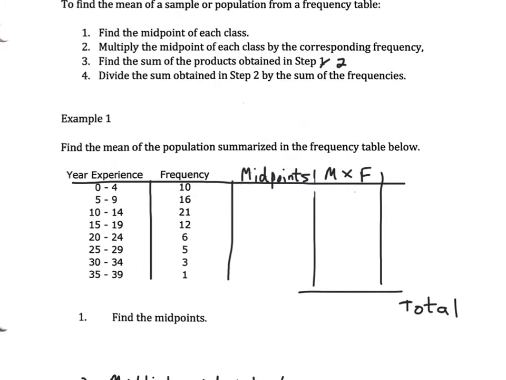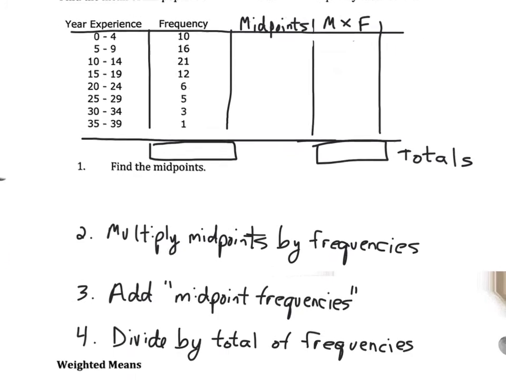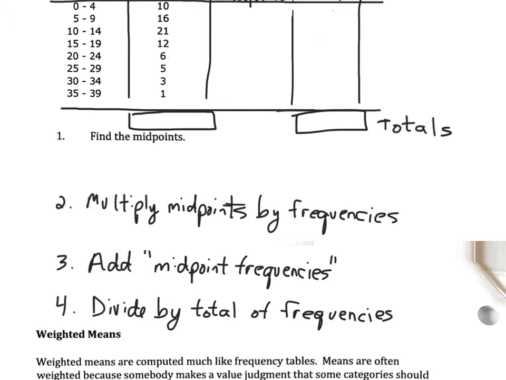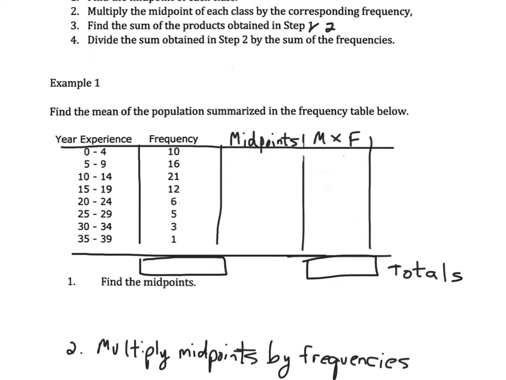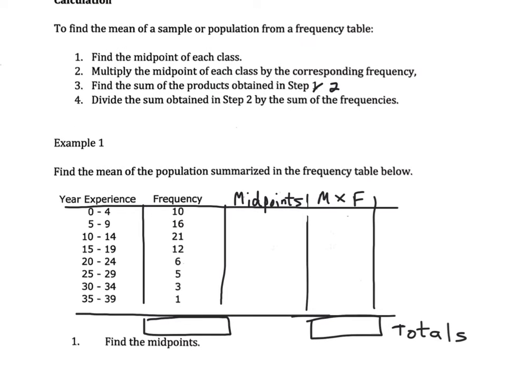And I added a little totals. Let's make it totals at the bottom. I'll bring this line across. We're going to need a total for frequency, and we're going to need a total for this column here, midpoints times frequency. And you'll see why. I'll explain that further. And then I also added the directions here at the bottom, but you don't really need those if you want to just work from the 4-step calculation listed at the top. You're welcome to add them, though.